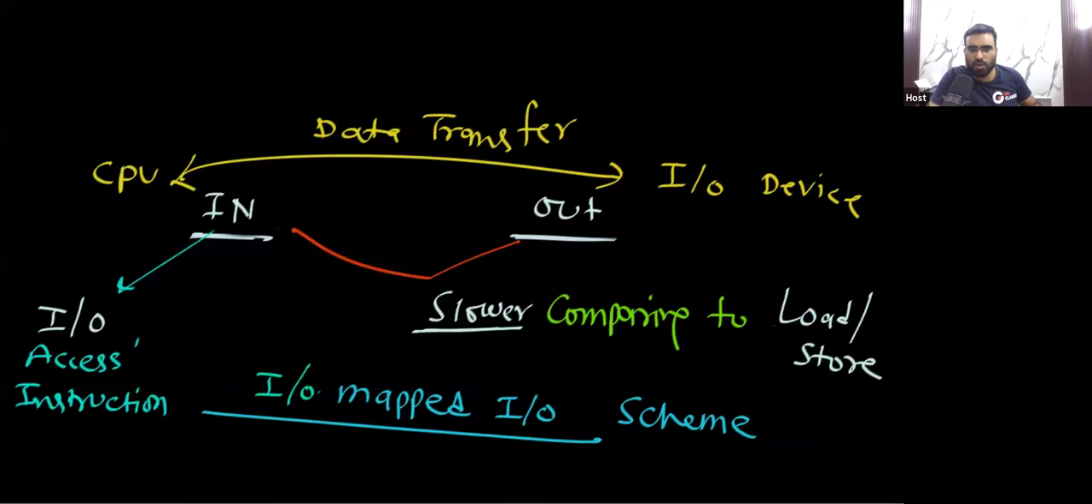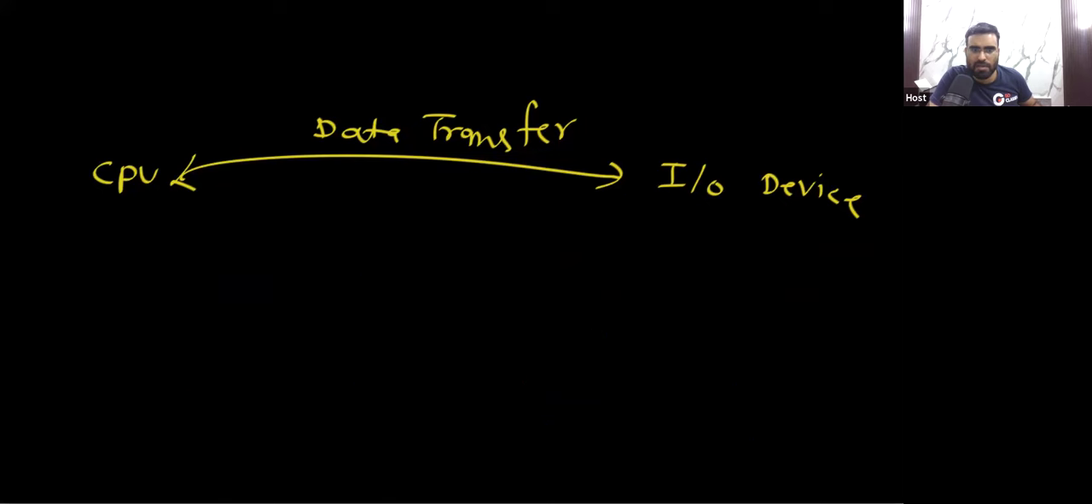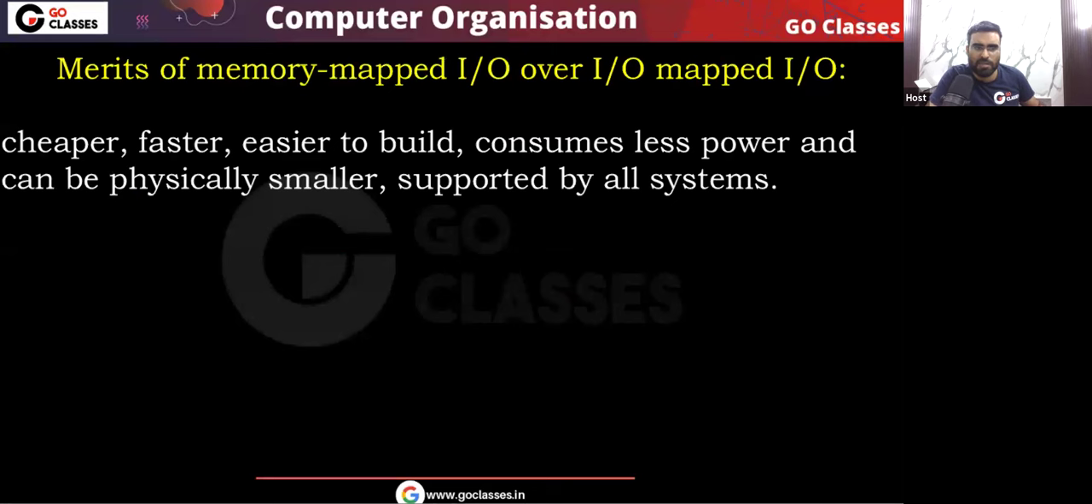Is this clear? So very simple: this memory mapped IO scheme is actually faster. This is faster also. This is cheaper also, yes or no? Why is this cheaper? Can anyone tell me? This memory mapped IO, this is faster, we have seen.